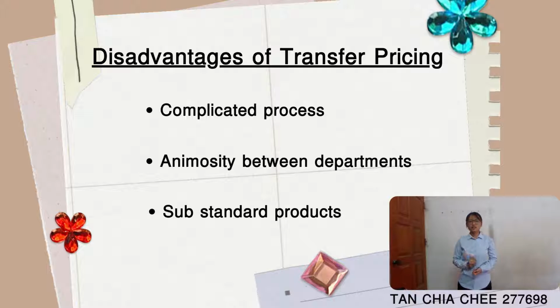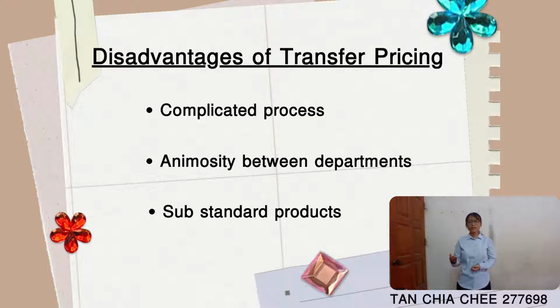The first disadvantage is complicated process, which is also the biggest disadvantage of transfer pricing. Unlike market price, which is determined by commodity supply and demand, transfer prices are not only determined by market force but also subject to other organization force, which make this process complicated and suspicious.